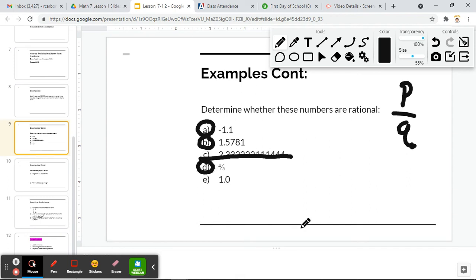Next, the fraction 4/5. Obviously, that one works. It's right in the form already. And then we already know the number 1 is a rational number, so we'll circle that one as well.